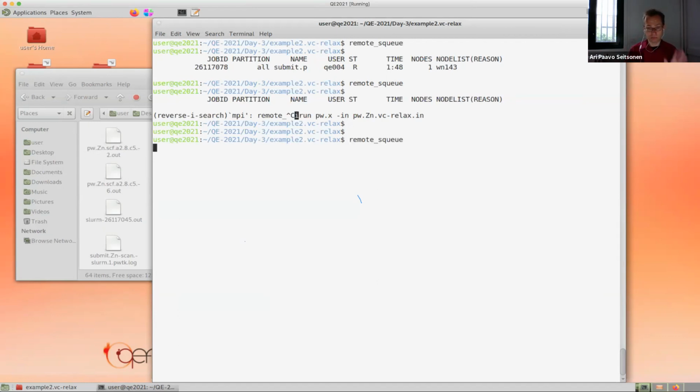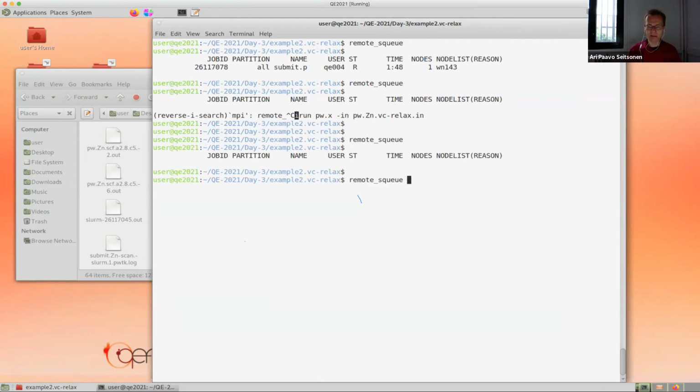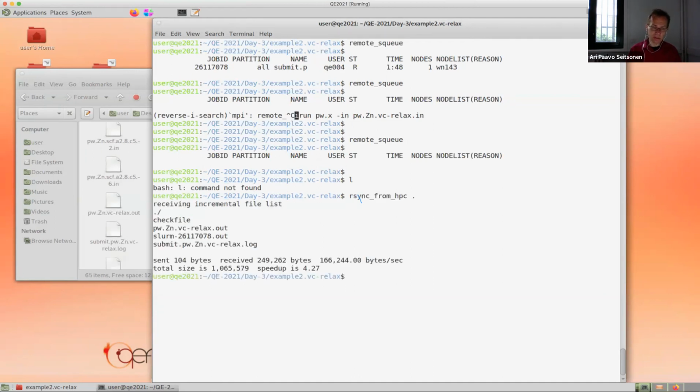Okay, so in the meantime, the job had finished. I think it took something like 2 minutes. So this VC relax. So I will quickly explain the aspects. So now there's much less output because there was only one job. There was no loops.